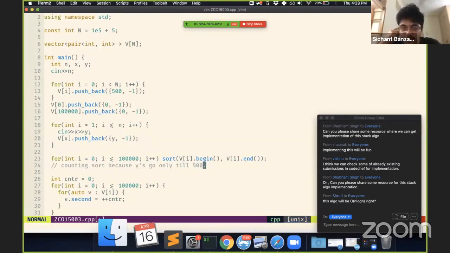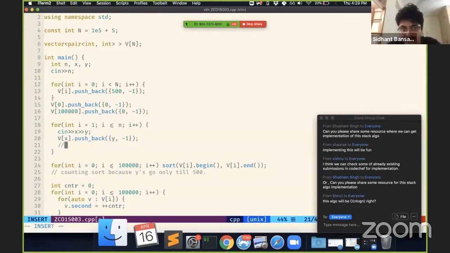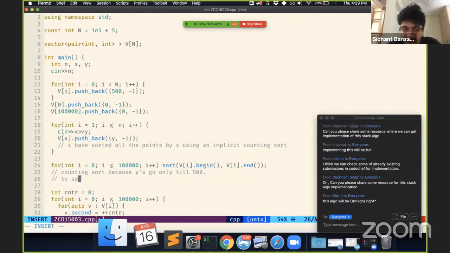You need all the points sorted by their x's. You can notice that for sorting by x's, I'm actually doing a counting sort. Whenever I take in an x comma y, I actually put it in the xth vector. So it's like I have sorted all the points by x using an implicit counting sort. To sort them by y within each x, I'm calling the sort function.